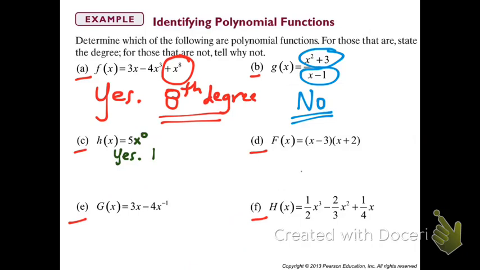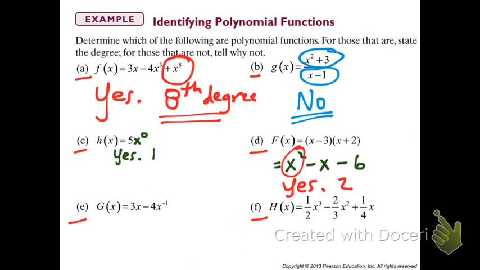For D, if we multiplied out these two terms, or I should say these two binomials, we would see that the first term is x squared, and then we have negative x, or minus x minus 6, and so we would see, yes, that this is a polynomial function, and the degree is 2. The second degree polynomial, we call that a quadratic.